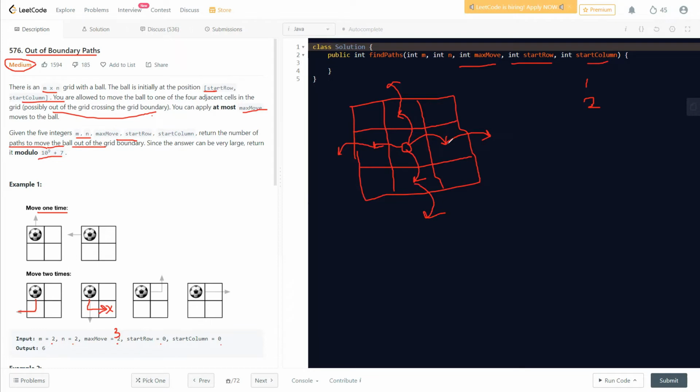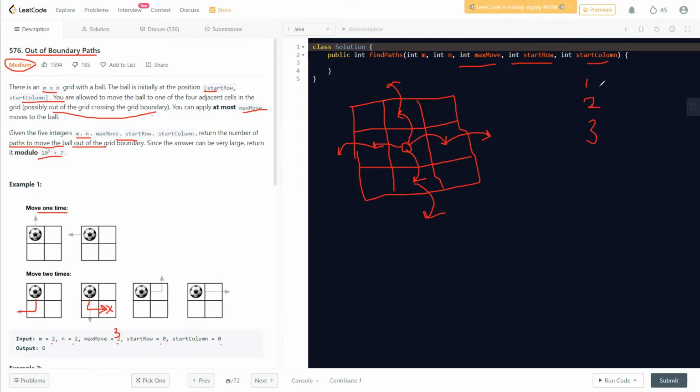Can we have more? After this move, if we take a path from here to here, that will be a second move. But can we move out of the grid in any way? No, we cannot, so we cannot go ahead. So by max move of two in our grid like this, we can move out of the grid in these four ways. Say our max move is three, so first we'll check for one move, how many ways we can go out of the grid.